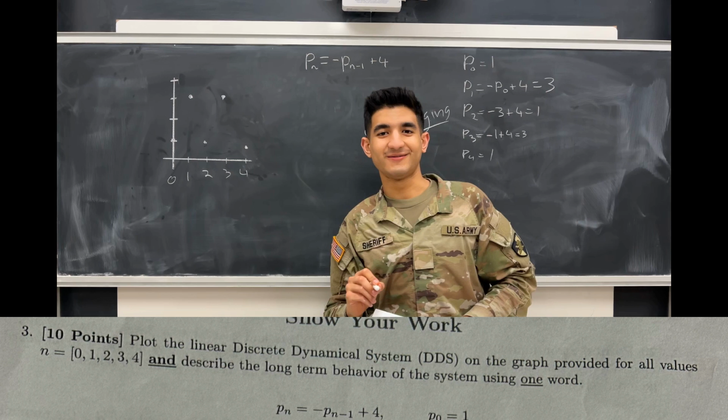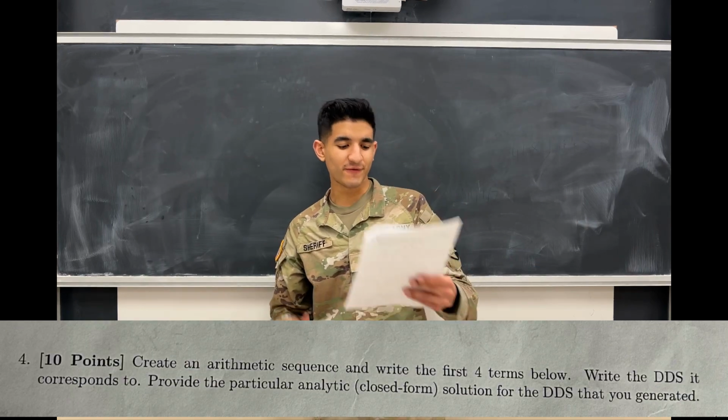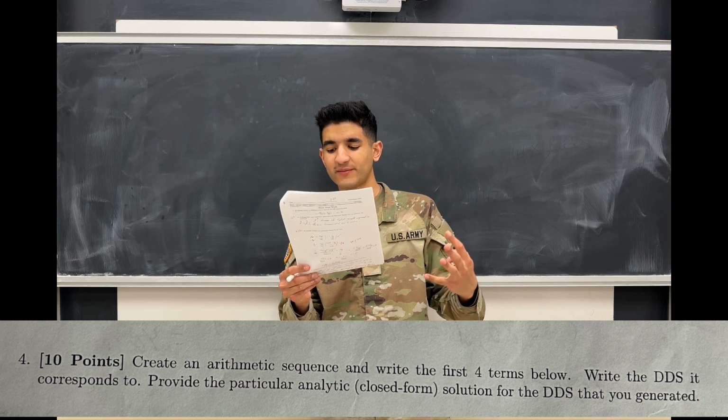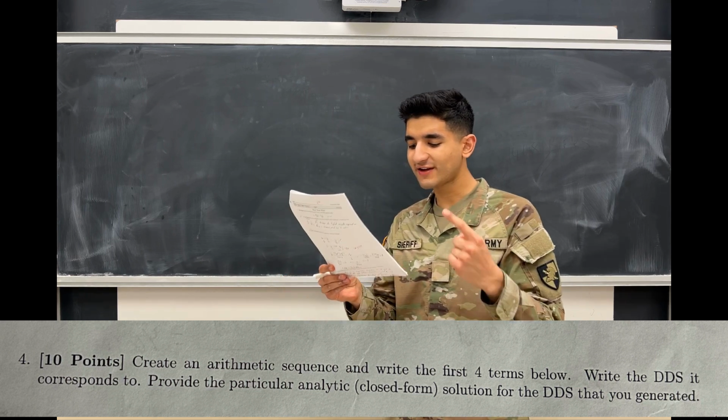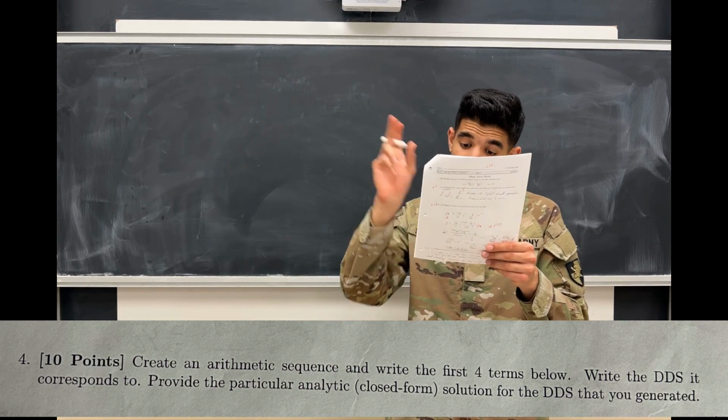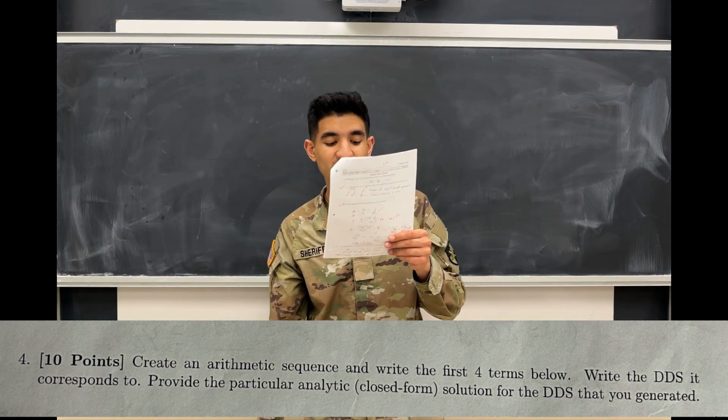On to the next part. All right, time for problem number 4. Create an arithmetic sequence and write the first 4 terms below. Write the DDS it corresponds to. Provide the particular analytic closed form solution for the DDS that you generated.